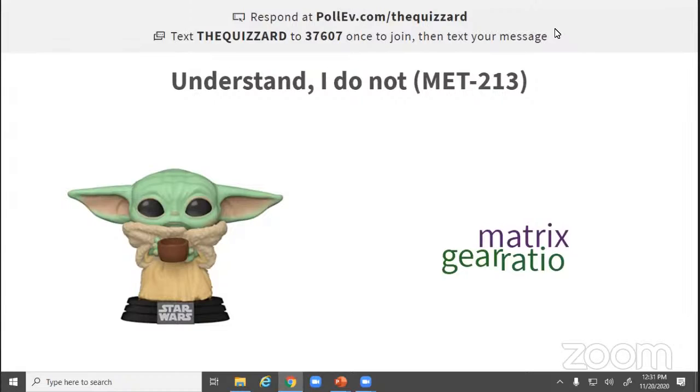All right, matrix gear ratio. I don't know why matrix came up. I think that's a holdover from a different class, because we didn't talk about matrices in this class, and they're not going to come up, so I'm not going to talk about them. If that's okay with you guys, we'll just talk about gear ratio. So what is gear ratio?